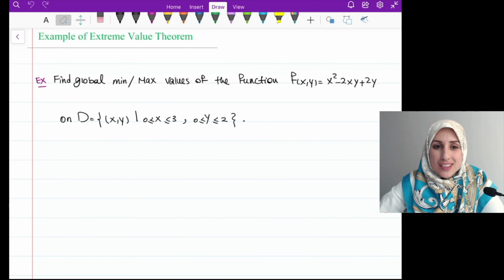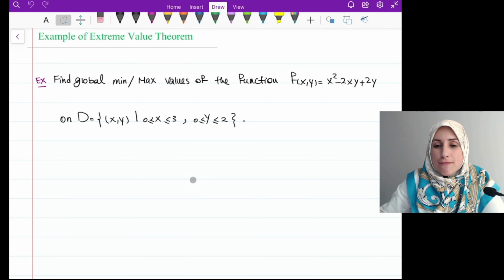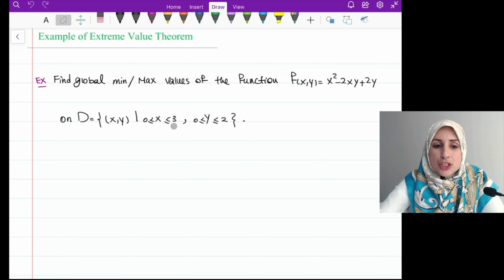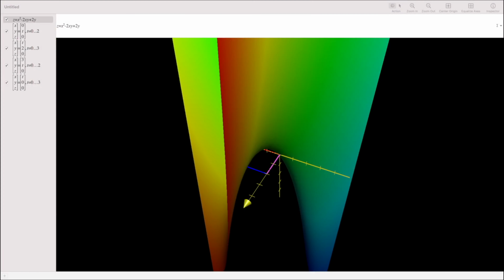In this video, we're gonna solve one example of extreme value theorem, and we are gonna find global maximum or minimum of the function x squared minus xy plus 2y on a rectangle as D. Okay, so let me show you the graph of the function first.